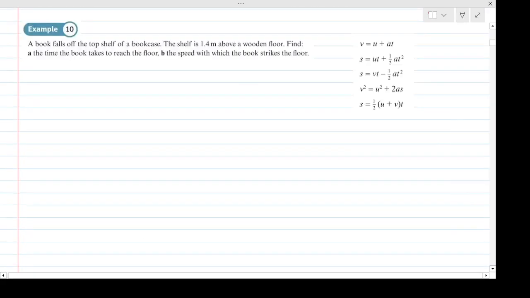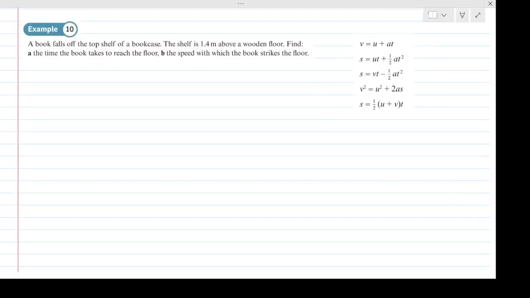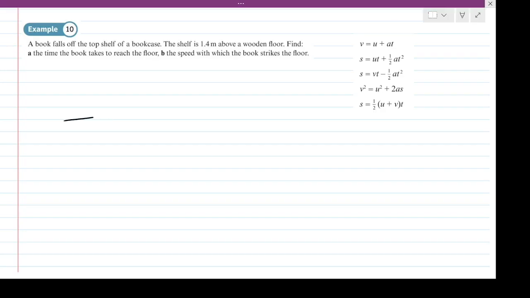Okay, so we've got this question then, and again, we will be using our SUVAT formulas. Right, so we're told a book falls off the top shelf on a bookcase. The shelf is 1.4 meters above the wooden floor. Find the time the book takes to reach the floor. So let's again sort of draw this scenario. So, okay, it's on the bookshelf. Let's say the bookshelf is here. There's a line here.